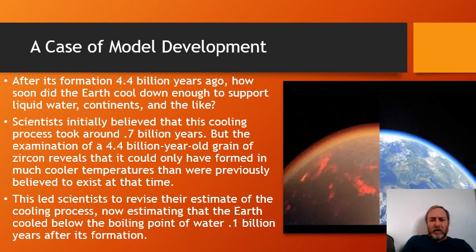So here's a case of model development, real quick, just a little example. After the Earth spins off from the rest of the solar system about 4.4 billion years ago, we want to know how soon the Earth cooled down. It was originally very hot, and eventually it cools down enough to have liquid water, continents, things like that, like the Earth. Initially, scientists thought that this cooling process took about 0.7 billion years. The examination of a 4.4 billion year old grain of zircon reveals that it could only have formed in much cooler temperatures than were previously believed to exist at that time. This led scientists to revise their estimate of the cooling process, now estimating that the Earth cooled below the boiling point of water around 0.1 billion years after its formation.